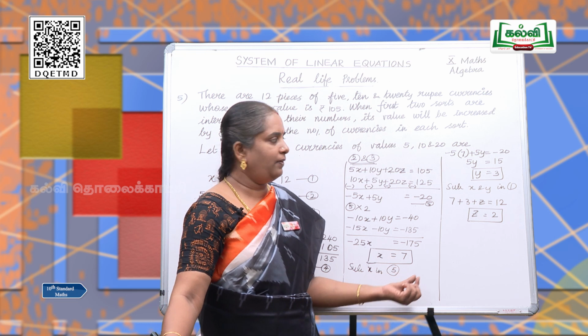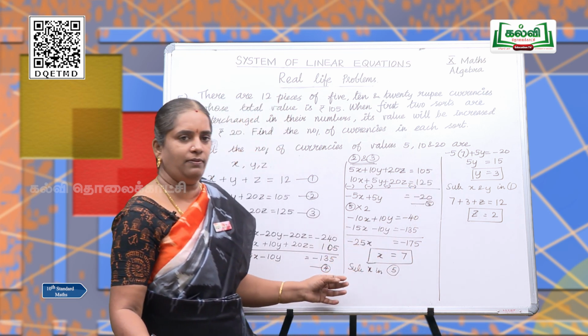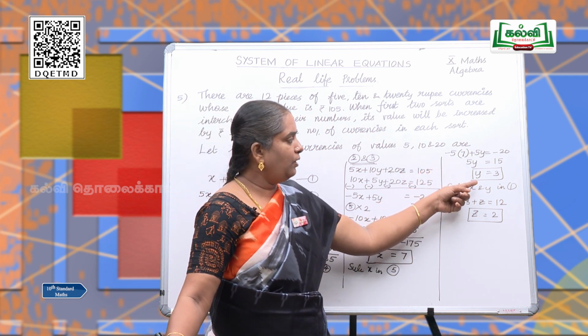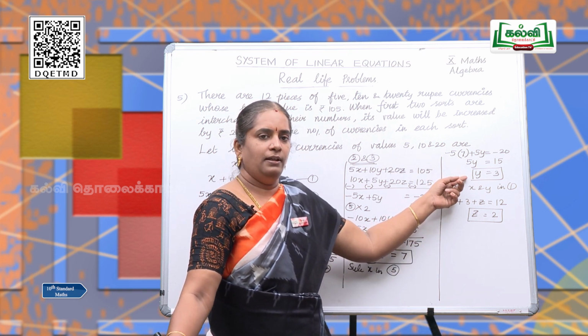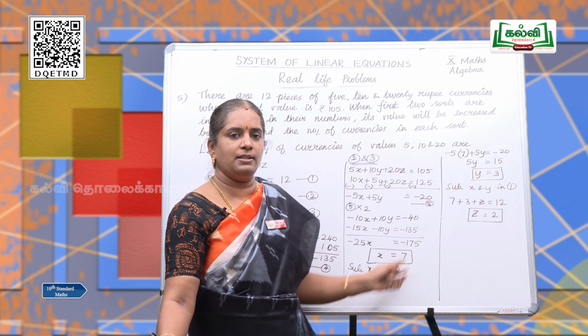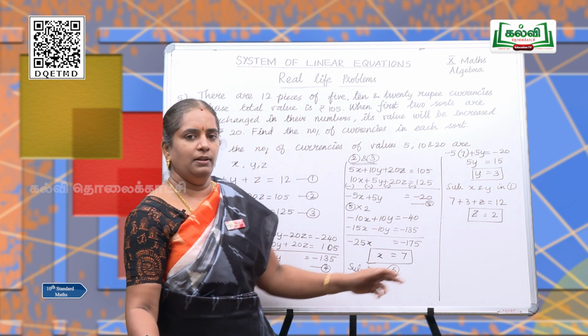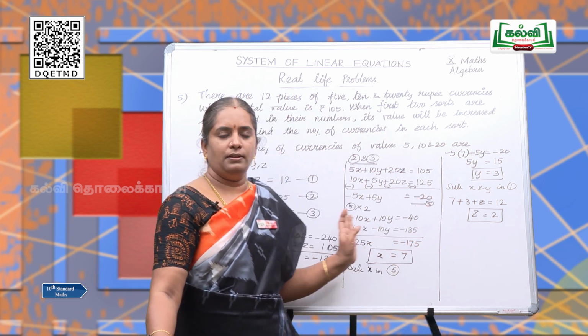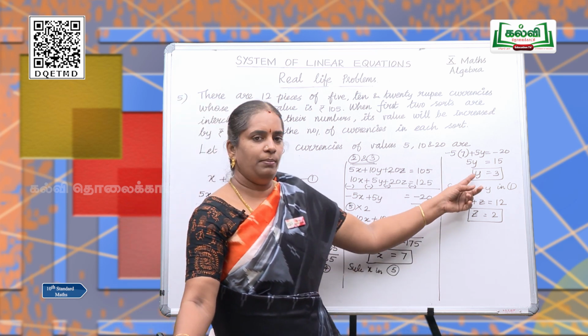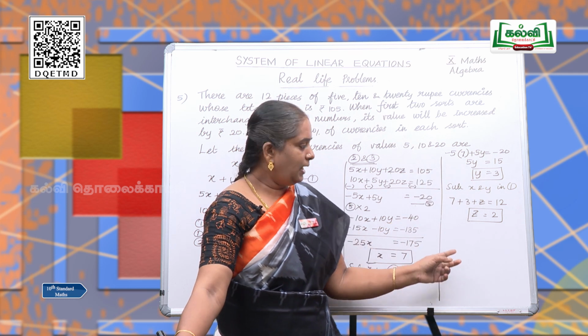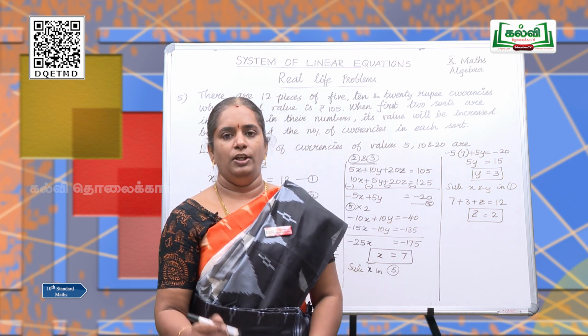Substituting the value of x in the fifth equation, we get the value of y. Try this, and substitute the values of x and y in the first equation to get the value of z. This means the number of 5 rupee notes is 7, the number of 10 rupee notes is 3 and the number of 20 rupee notes is 2.